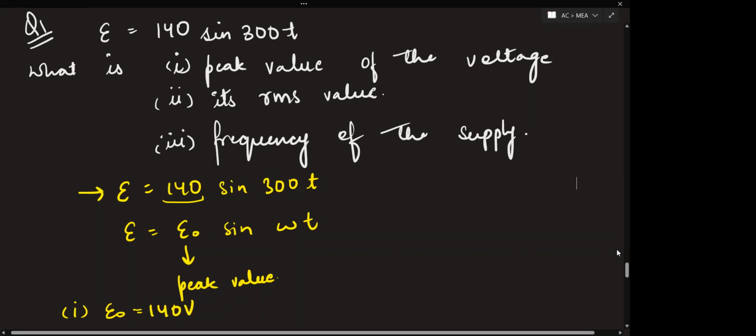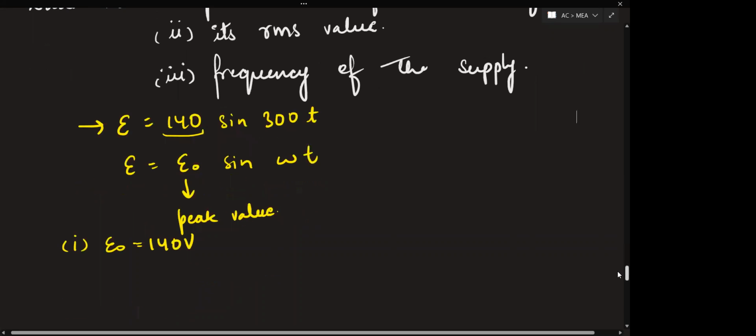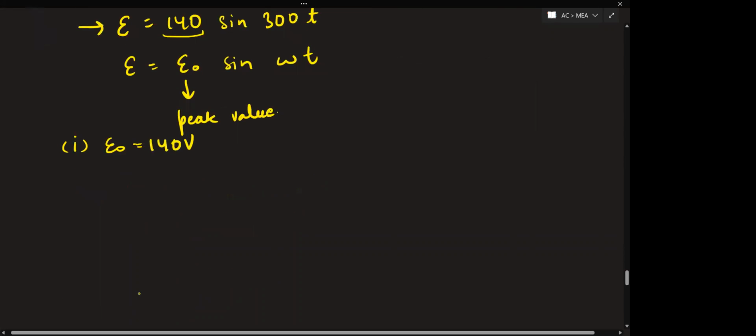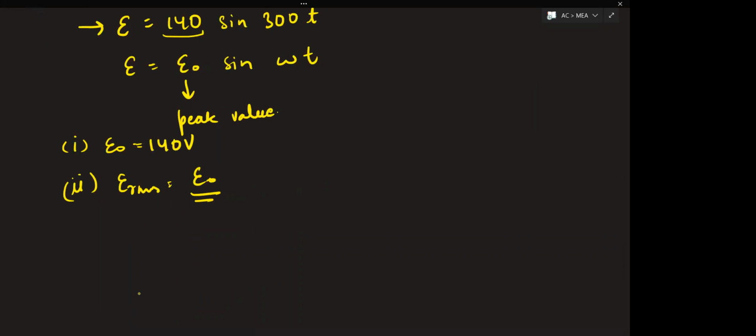The second part asks for the RMS value. We have derived a relation between the RMS value and the peak value. RMS value is what? Peak value divided by root 2. So this will become 140 divided by root 2 volts. Solving this is easier. See, 140 divided by 1.4 will be simply 100. Around 100 it will be.